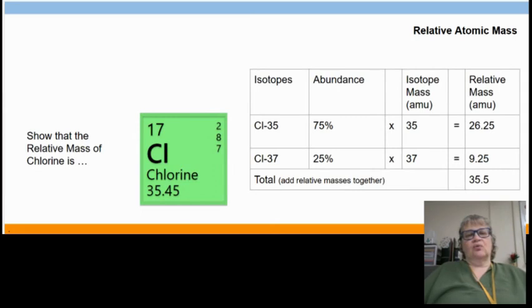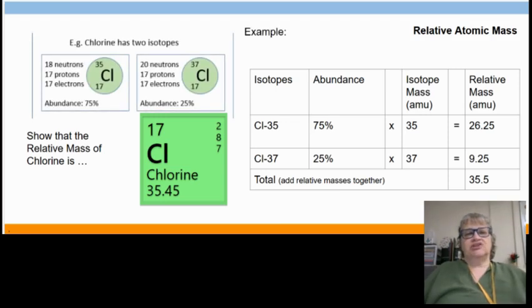Okay, so if I was to say, show me that the relative mass of chlorine is 35.45, okay, remember the first thing we do is we figure out what the percentages are of all of the isotopes. In this case, we're given that chlorine 35 has an abundance of 75%. Chlorine 37 has an abundance of 25%.